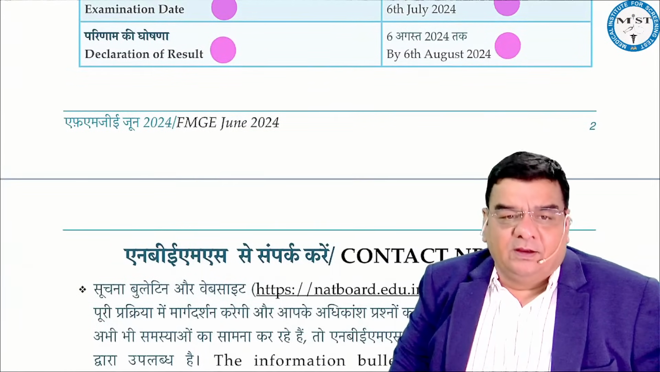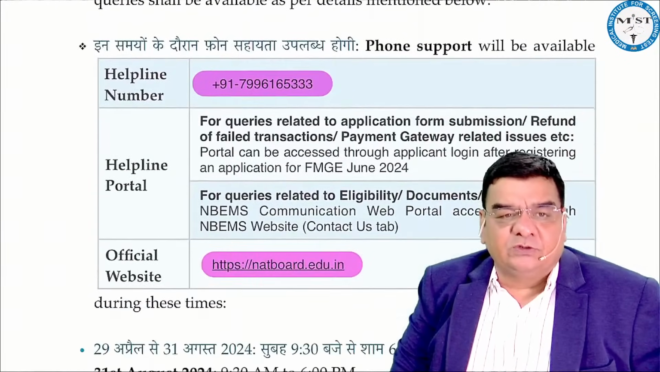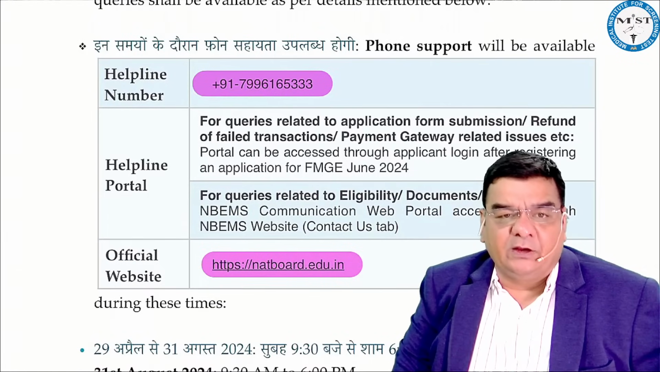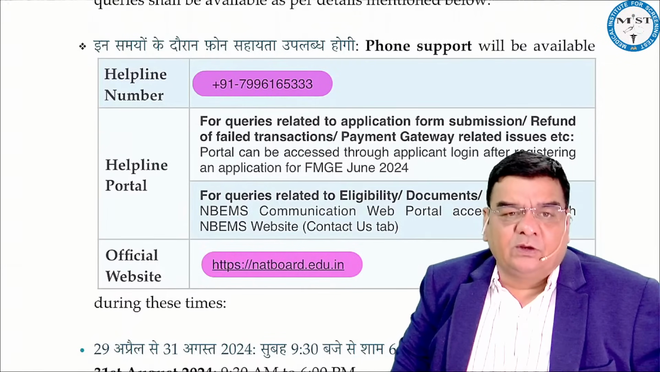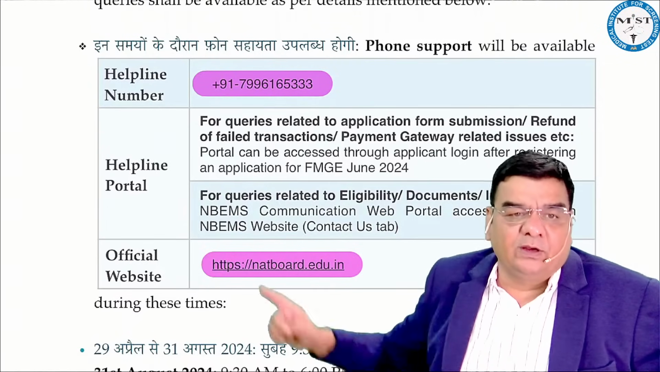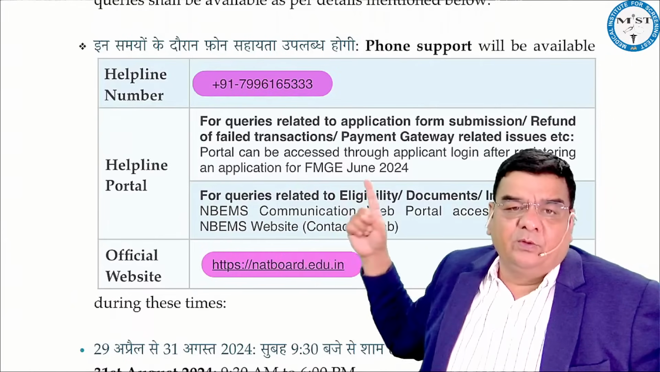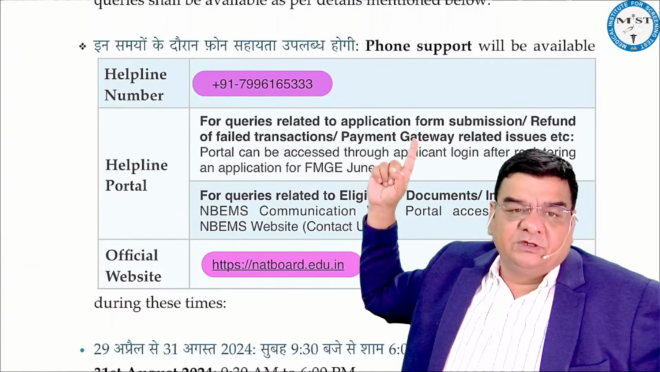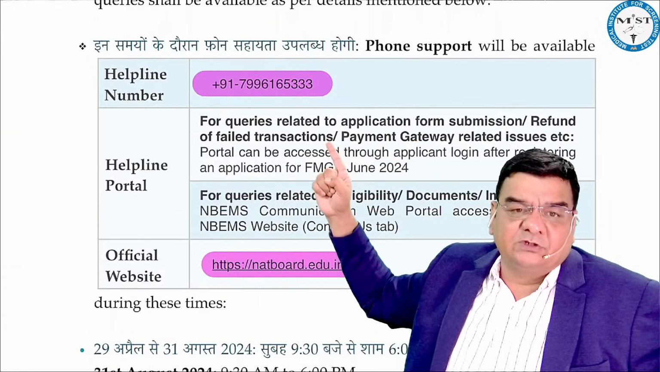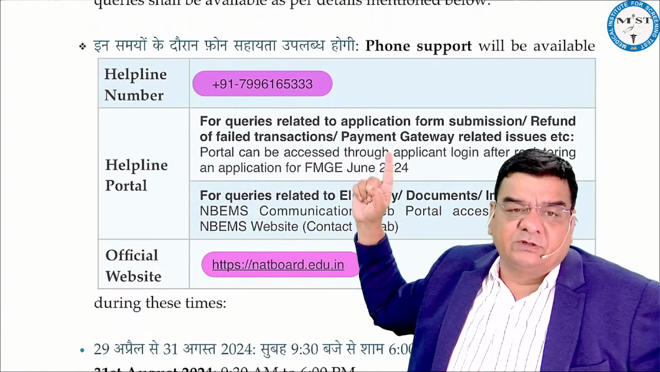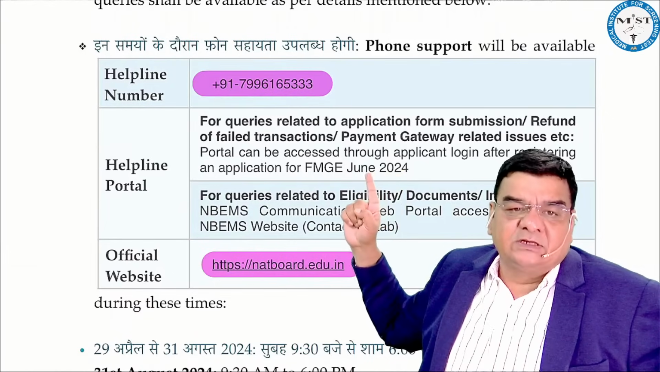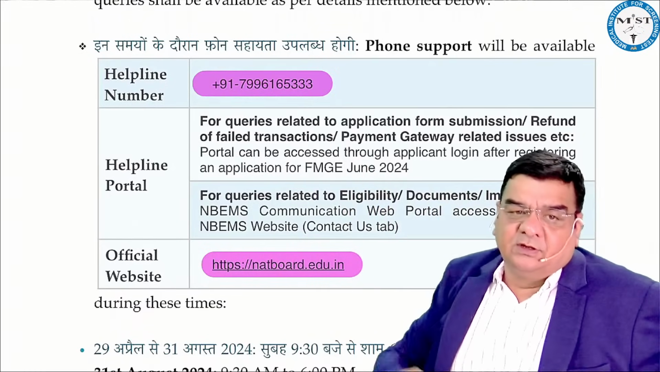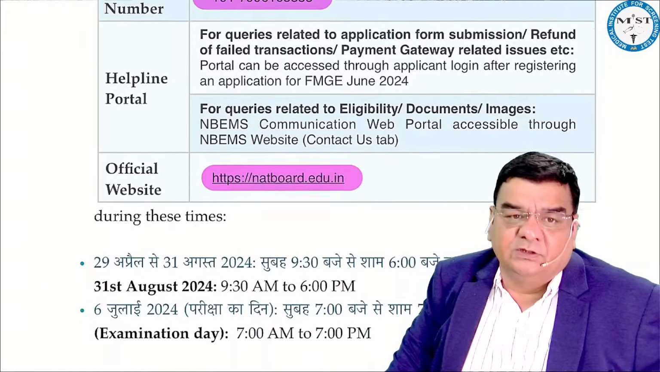So herein, if we look at the important points which I tried to highlight for you, these are the helpline numbers, beta. If you are finding any queries, then you can call on these helpline numbers, or you can go to the helpline portal and you can write your query right there. For example, application form submission issues, refund or failed transactions, payment gateway related issues, etc. You can access the portal through the applicant login after registering an application, right? So your queries would be sorted here.